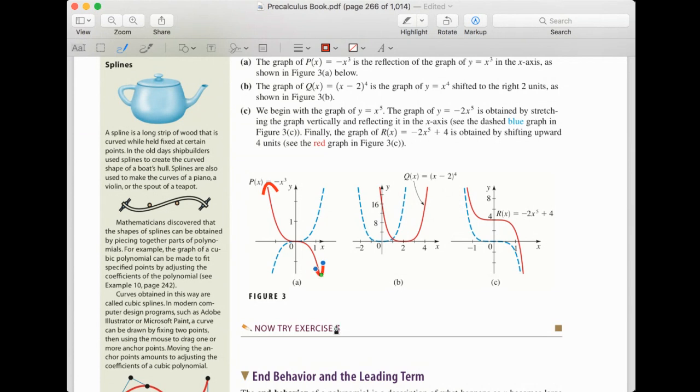This goes down to negative infinity. This goes up to positive infinity. Similarly, this goes up to positive infinity. This goes up to positive infinity. And also same for this. This side goes up to positive infinity. This side goes downward to negative infinity. This is end behavior.